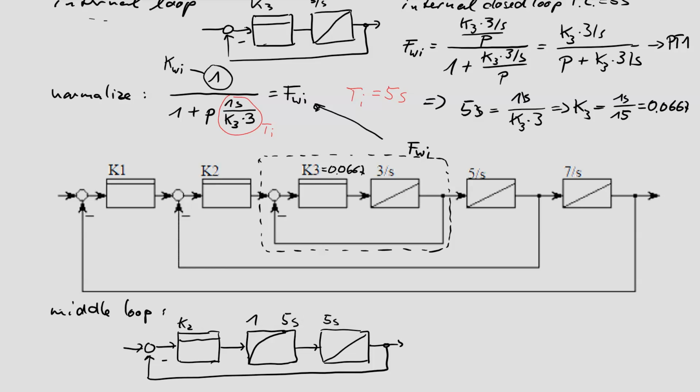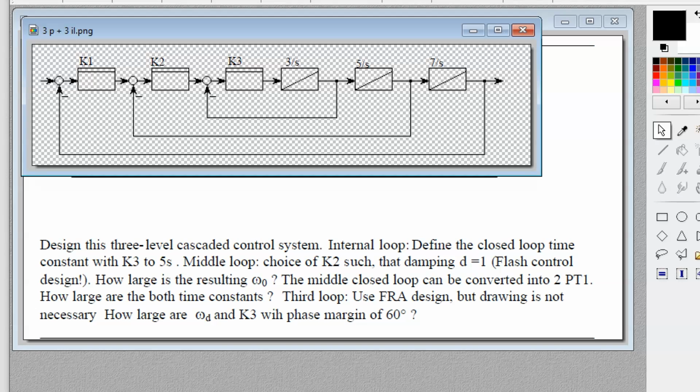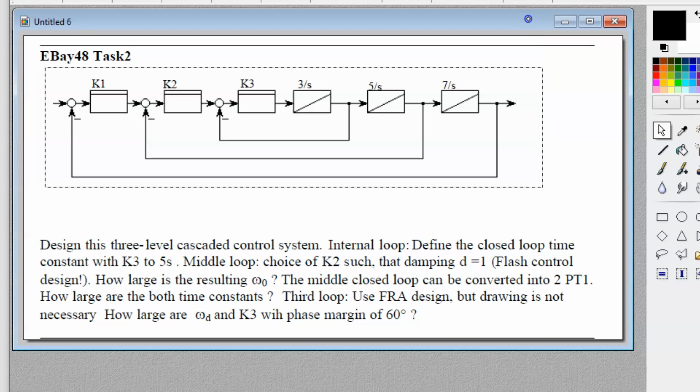Okay, the task of the middle loop. How large should K2 be? What is the task? We should open the task again. This is the copy of this. The middle loop here is choice of K2 such that damping D is 1. Flash control design is possible. How large is the resulting omega naught?